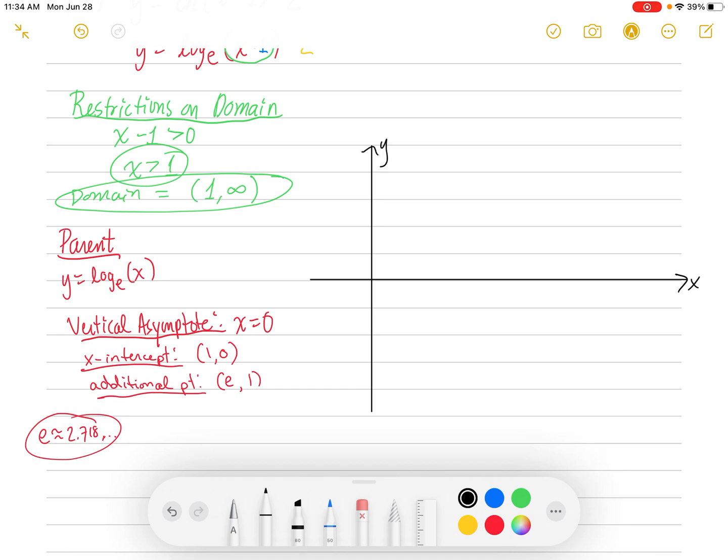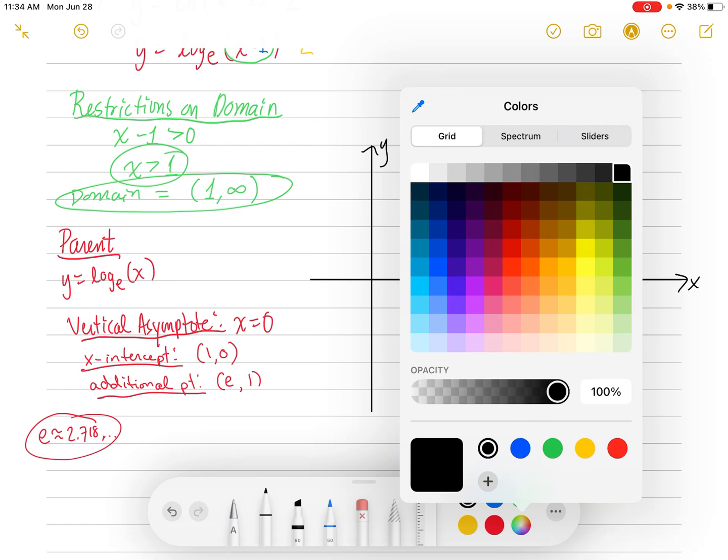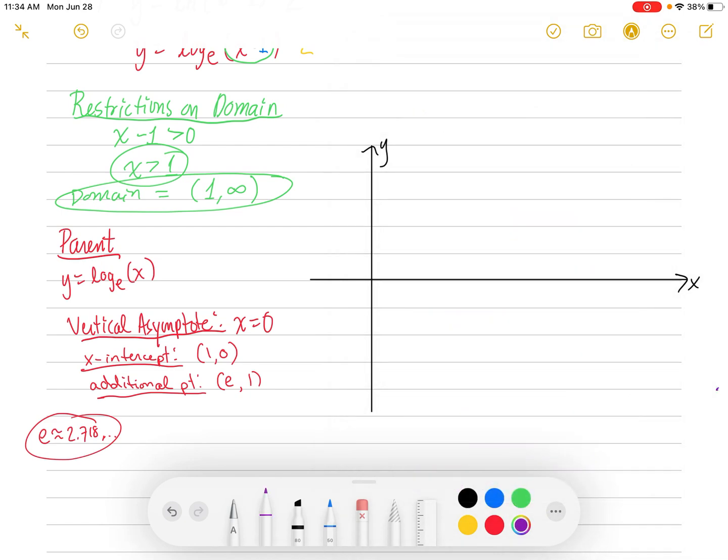My parent, I should say, not my dude, my parent. I have an x-axis, and I have a y-axis. And we have a vertical asymptote. I'll make that in purple. Vertical asymptote is here.